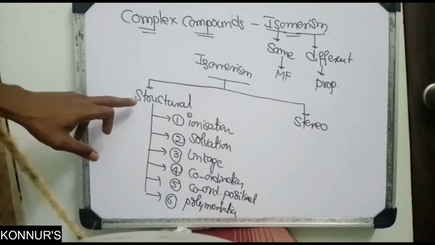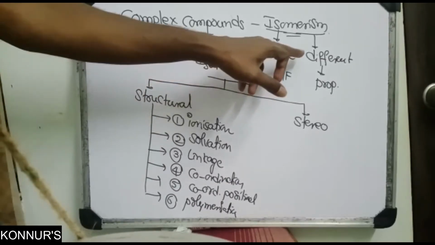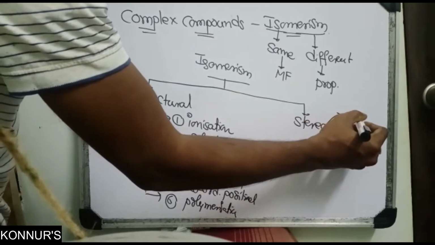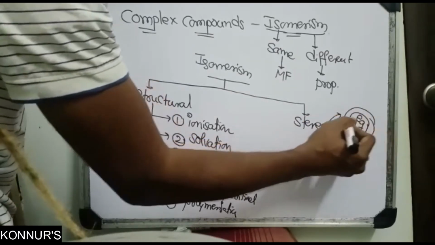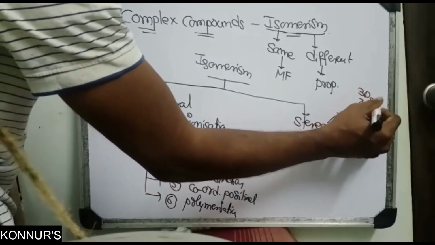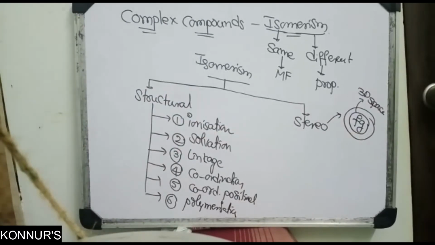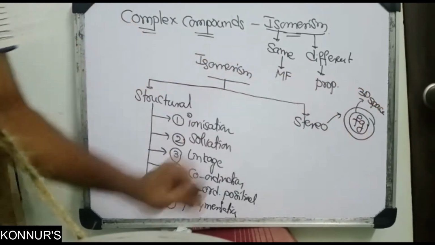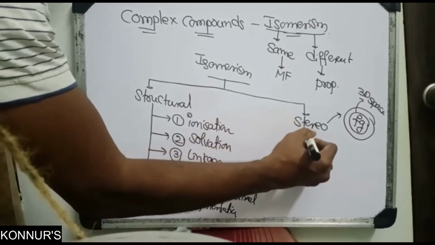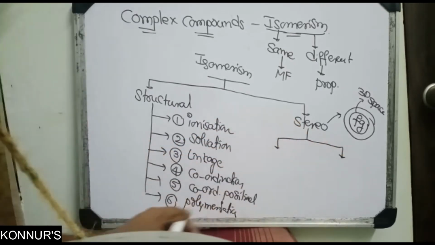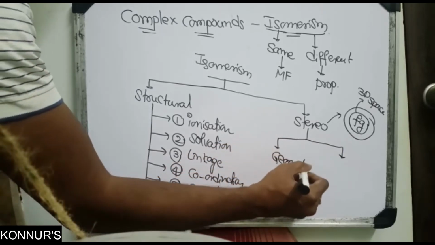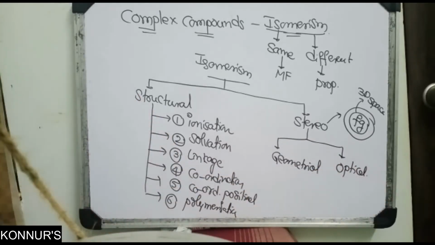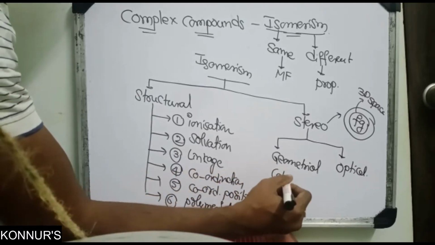See the name itself: the compounds have the same molecular formula but different properties through the difference in the structure. Stereo means the three-dimensional space around the functional group. So compounds have the same molecular formula, but they show different properties through the difference in the three-dimensional space around the functional group. It is mainly classified into two types. One is geometrical isomerism, the other optical isomerism.